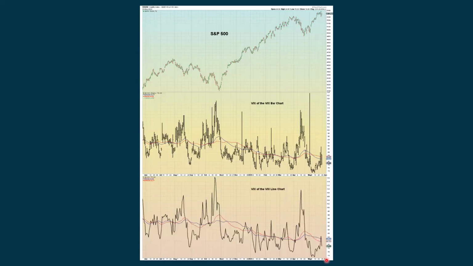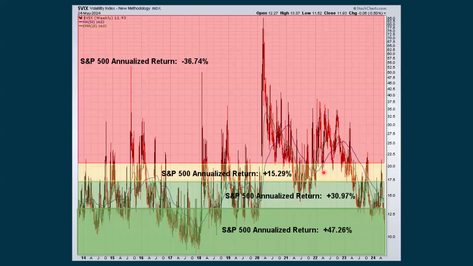Another indicator attached to the VIX is called the VIX of the VIX, or VVIX, and this had been picking up a little bit, both with the line chart on the bottom and with the bar chart, but we settled back down a little bit in Friday's session with the up day.